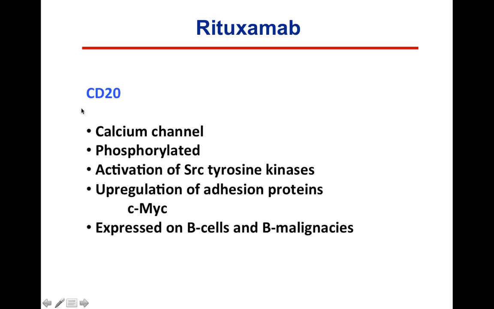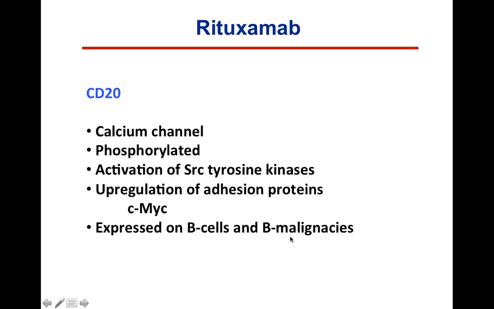And so this antigen CD20 is expressed on it, and the antigen has been found to be a calcium channel. It can be phosphorylated and it can be activated by serine tyrosine kinases. It's the upregulation of adhesion proteins and c-Myc, this being an oncogene, and it's expressed most interestingly on B cells and B cell malignancies.